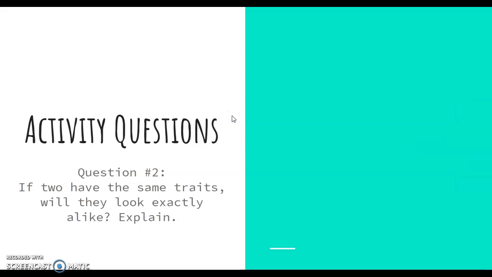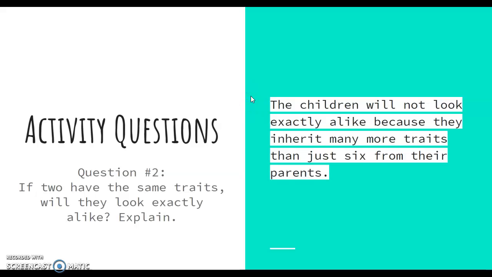Question number 2 was, if 2 have the same traits, will they look exactly alike? And then justify your answer. They're not going to look exactly alike. Let's be honest that I was having you pull colored pieces of paper to represent a very small portion of the genetic information that an offspring is going to inherit. So just because 2 of these offspring may have had the same traits, they're still not going to be identical.